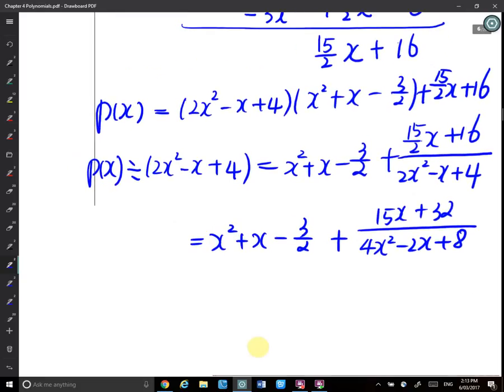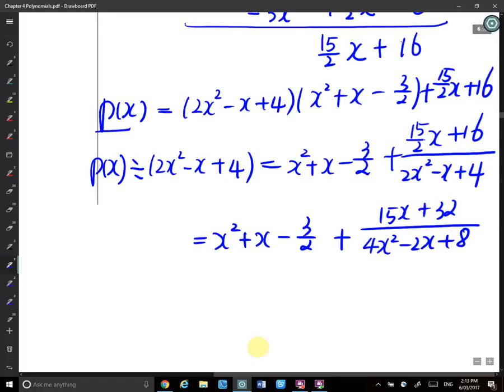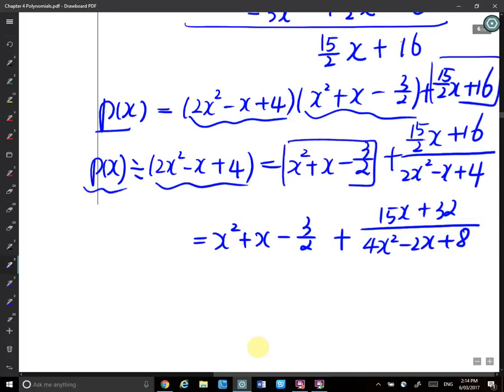Okay, two ways to write it. You can write P(x) equals the divisor times the result plus the remainder. Or you can write P(x) divided by the divisor equals the result plus the remainder over the divisor.